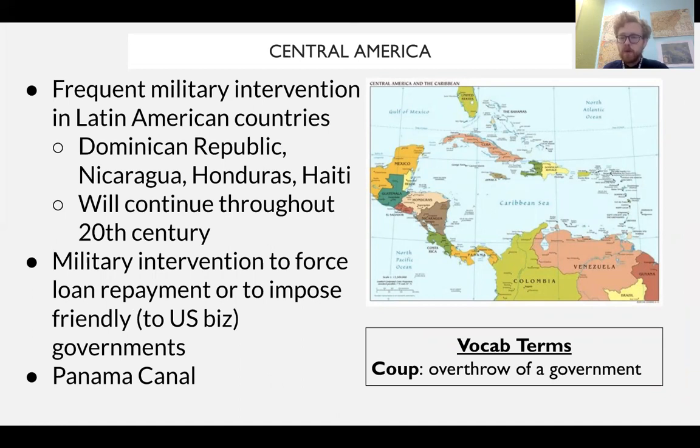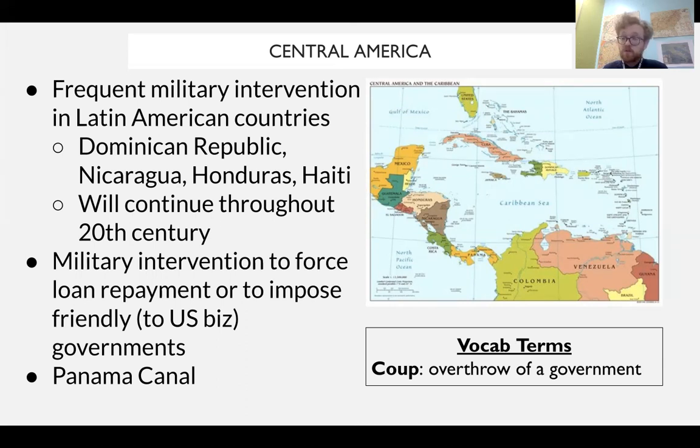Say some Central American country elects a guy that's not exactly pro-US. Well, that means it's bad for business. Got to send in the troops to do a coup, an overthrow of the government, in favor of a pro-Western political leader. So we are going to see frequent American coups in places like the Dominican Republic, in Nicaragua, Honduras, and Haiti. These are places where we are going to see a lot of American business interest.